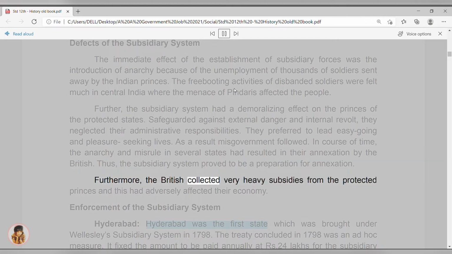Furthermore, the British collected very heavy subsidies from the protected princes, and this had adversely affected their economy. Enforcement of the subsidiary system.